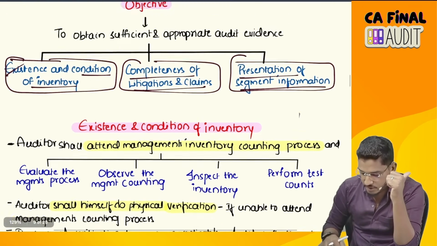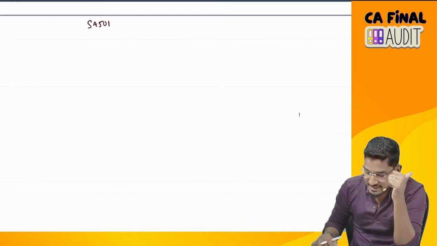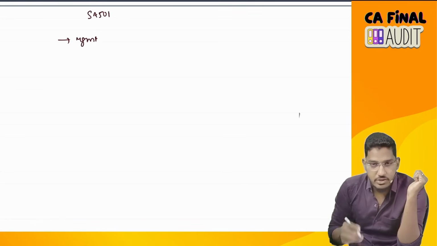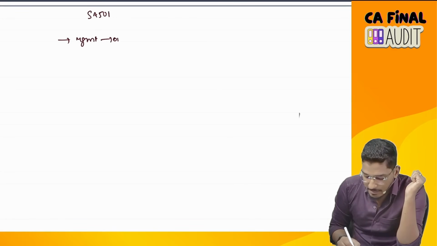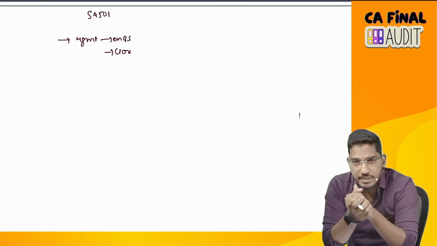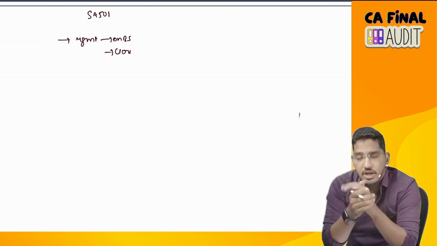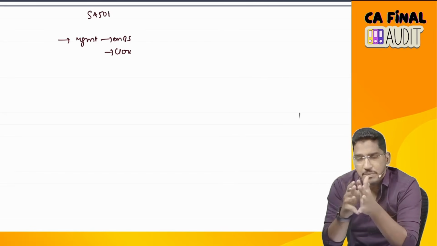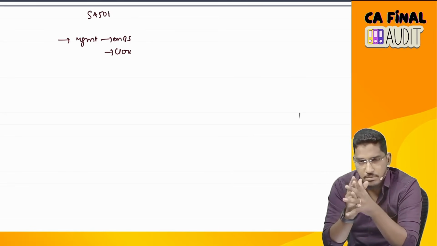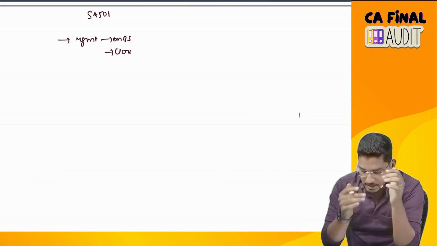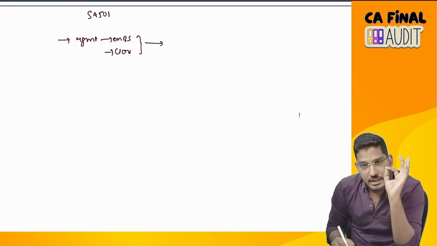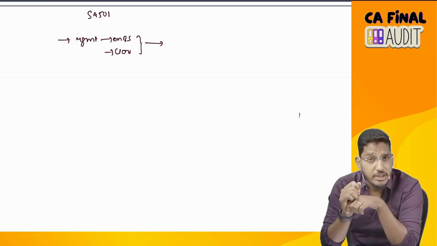The standard is telling you a few steps here. Every management will do physical verification of their stock, either on the balance sheet date or close to the balance sheet date. Many entities will do it on the balance sheet date, and some will do it something like 5 or 10 days before or after the balance sheet date. And whenever management is doing that physical verification, they will inform the auditor.